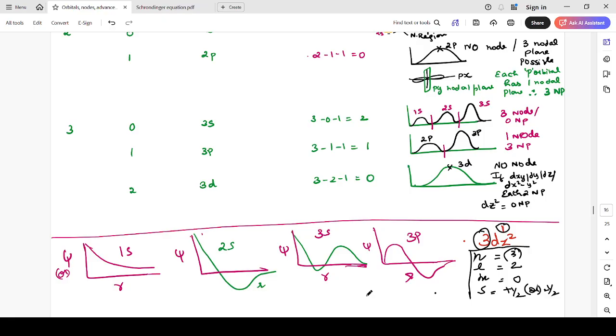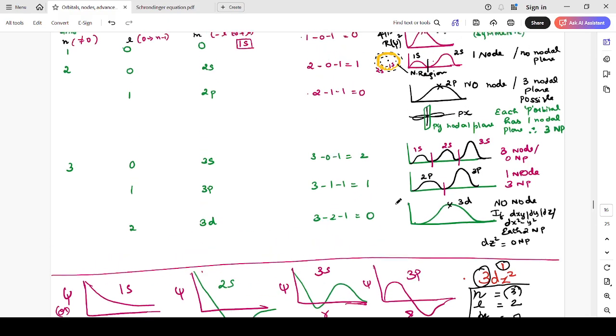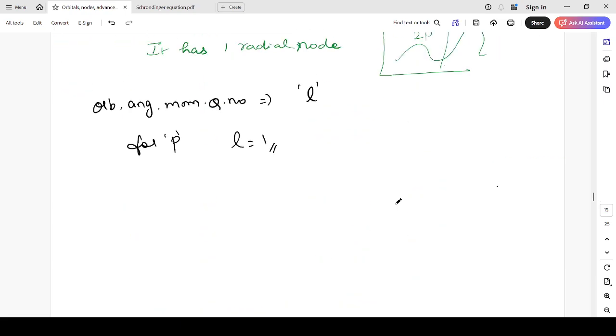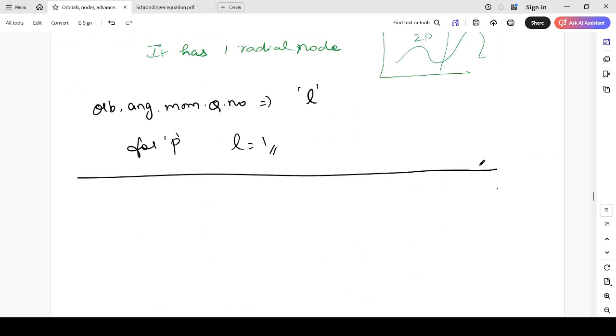So today we are going to learn about the nodes. In last class we did nodal planes. We completed it. Hope you remember. I said s subshell or s orbital, how many nodal planes did it have? None, ma'am. Zero nodal planes. Correct. And I say p subshell, how many nodal planes did it have? Two, ma'am.